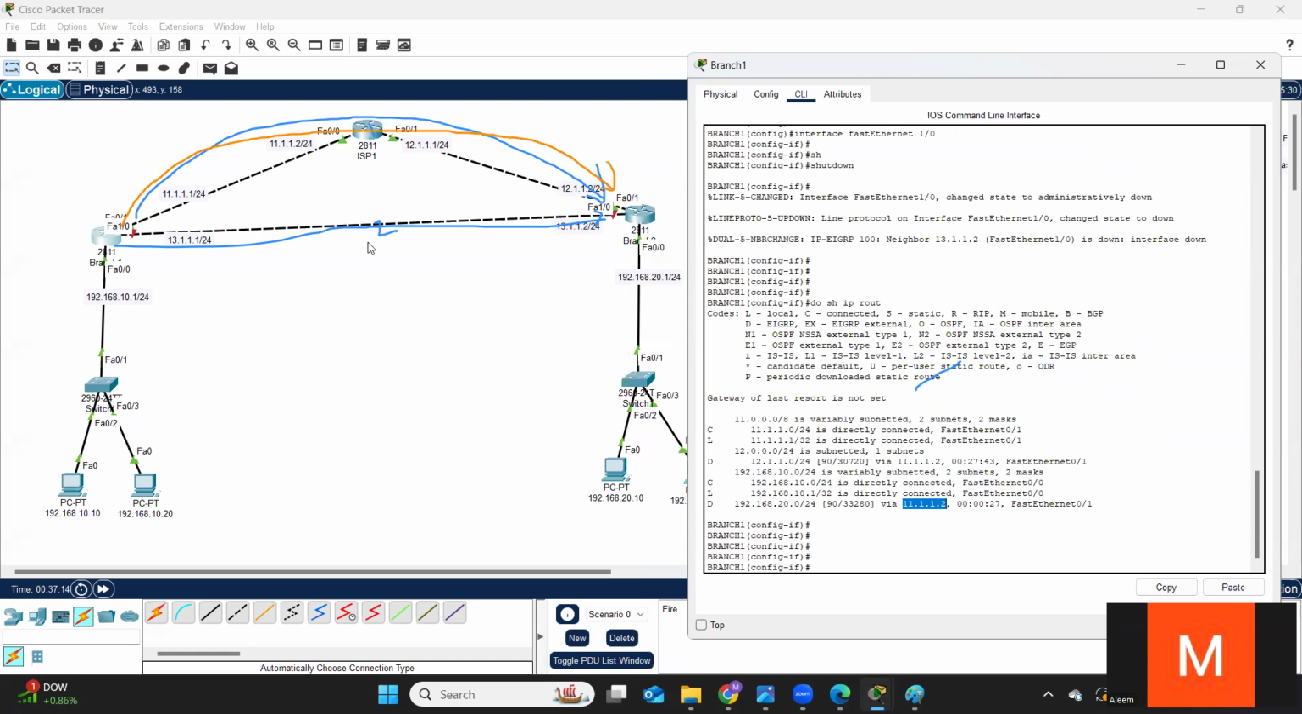This is all about EIGRP. This is our task. If you have any doubts, ask.